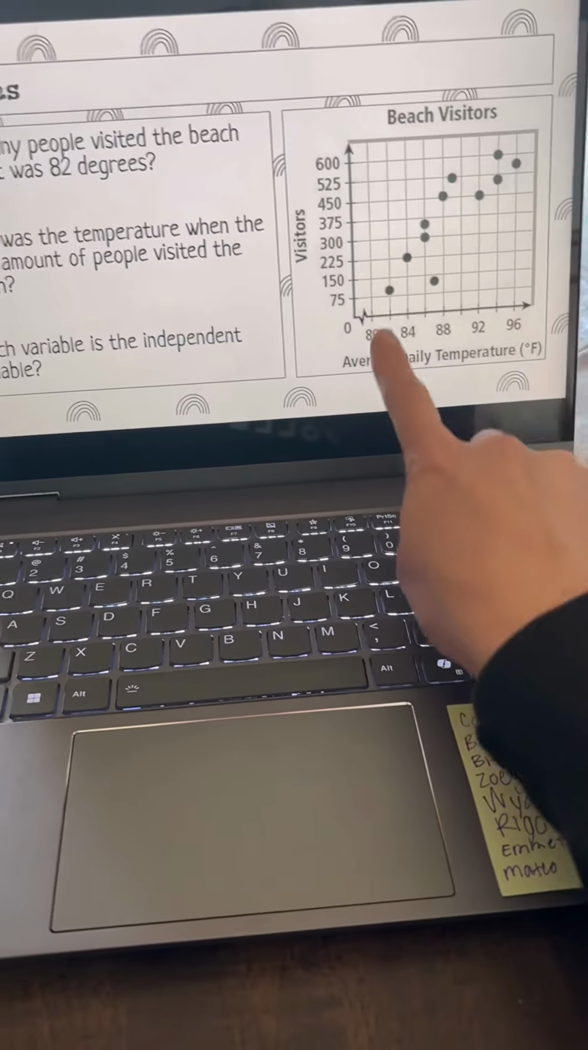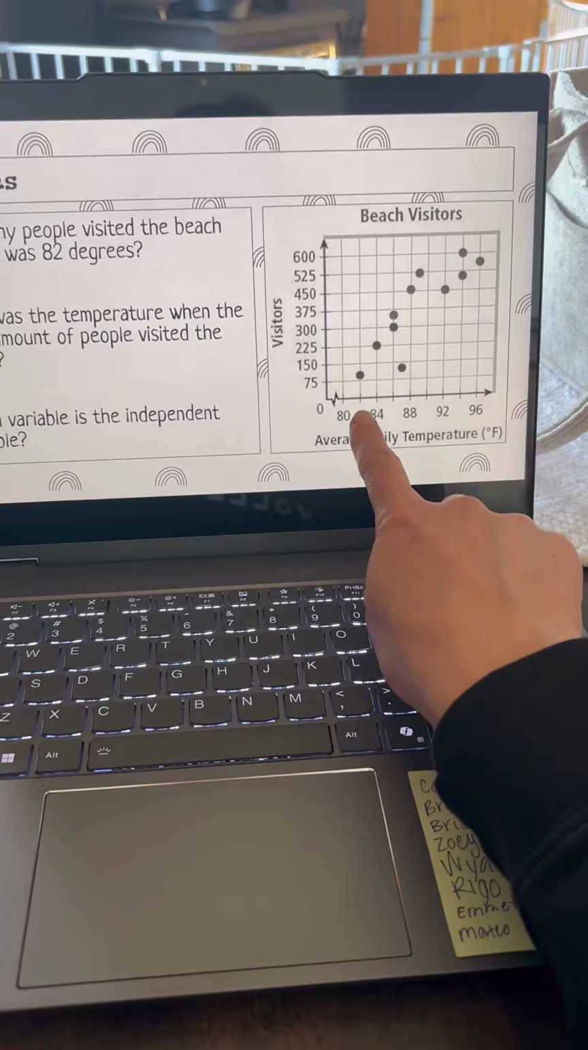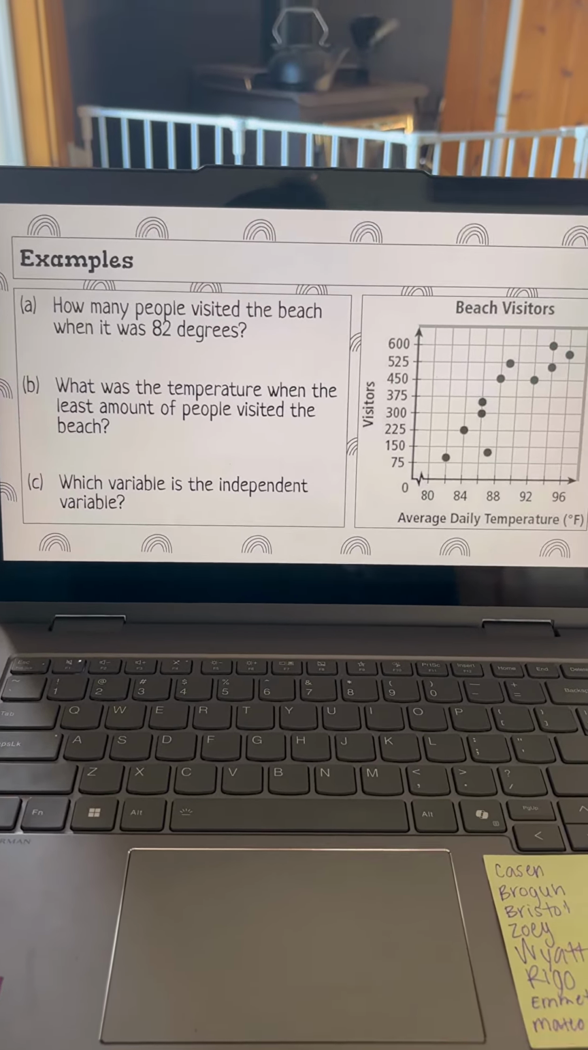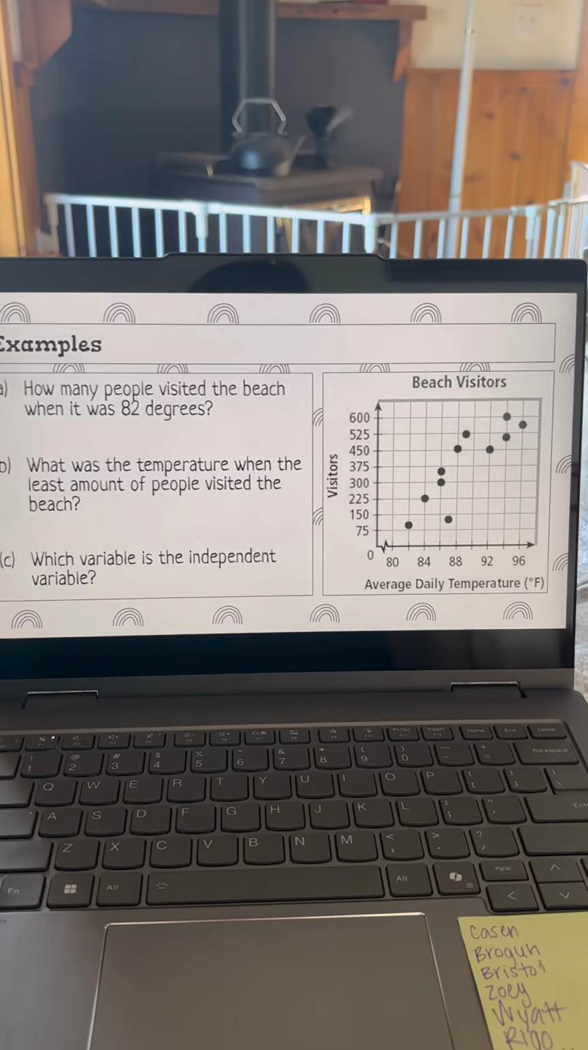Well, if this is the amount of people, the one down here is the least amount, so that temperature would be 82 degrees. And which variable is the independent variable? We talked about independent means it can stand on its own.